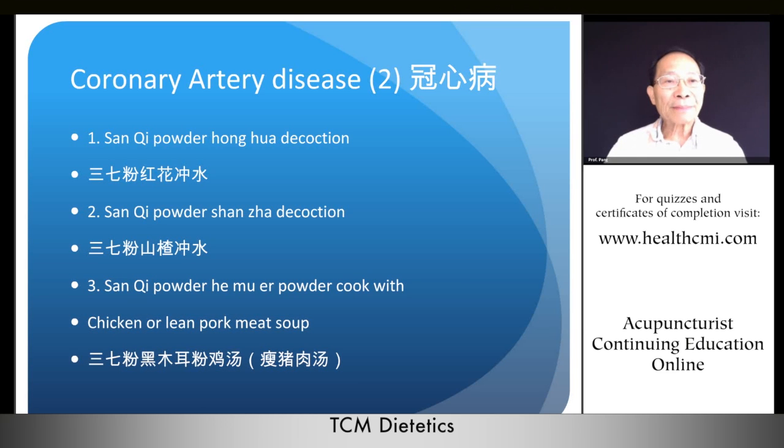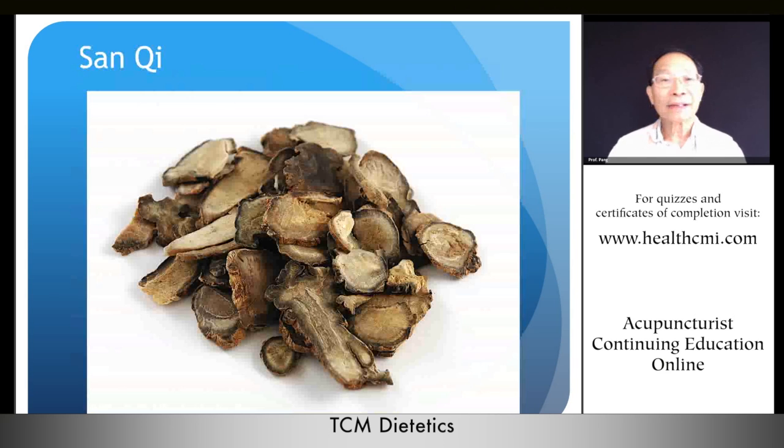For example, what we talked about, the saffron. Saffron is good, but we can make a small change or combination by putting in one more ingredient we call sanchi powder. Then it's very simple, like just a cup of tea.